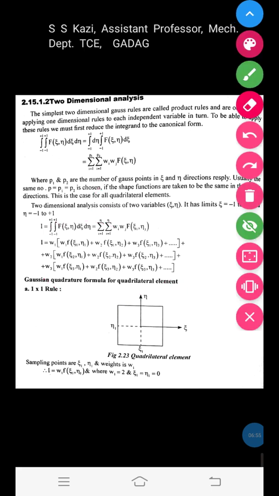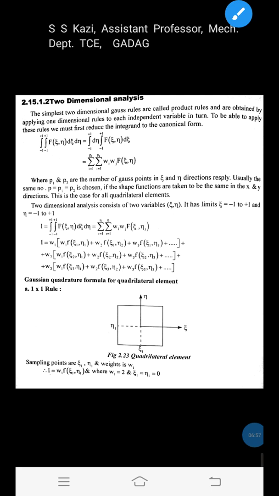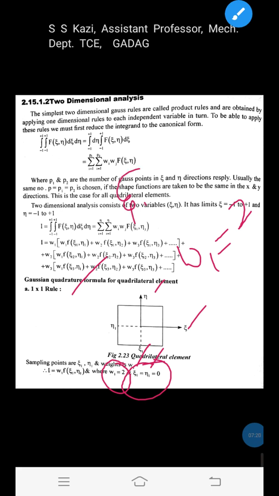For two-dimensional analysis we can equate this integral. For the one point method, the 1 by 1 rule, we are using a 1 point method. For the 1 point method in terms of zeta and neta, we use one weighting function, that is w1 equal to 2, and two sampling points, one in the x direction and one in the y direction, that is zeta 1 and neta 1 equal to 0.